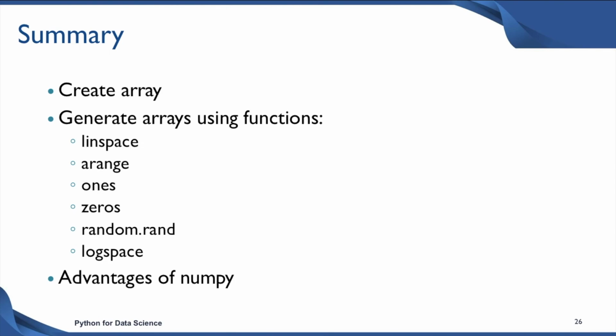In this part we have seen how we can create arrays, and we generated different arrays using inbuilt functions provided by numpy: linspace, arange, ones, zeros, then random.rand, then logspace. In the last part we saw why we use numpy as compared to a Python list, in terms of storage, memory and faster execution.